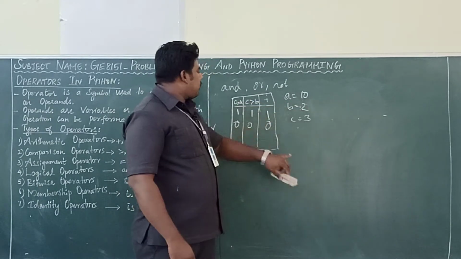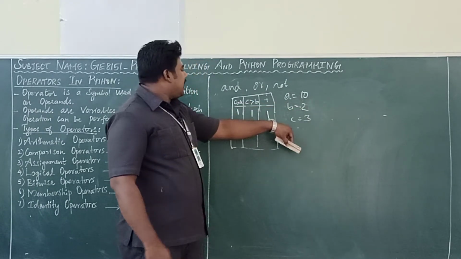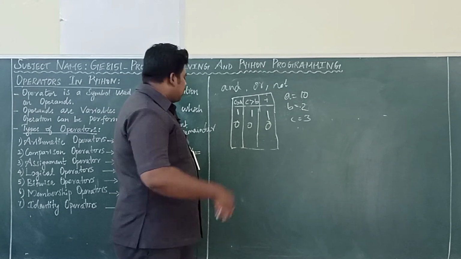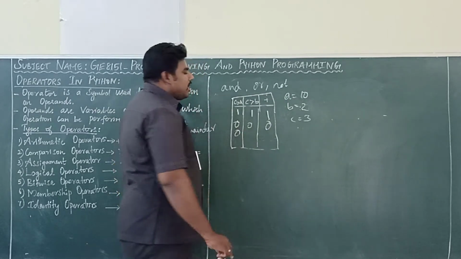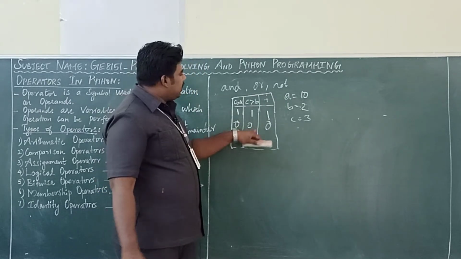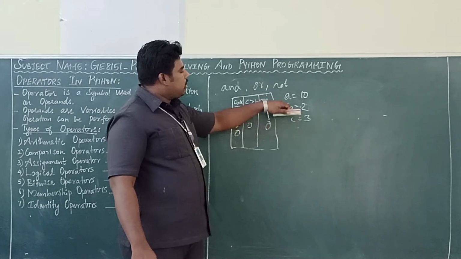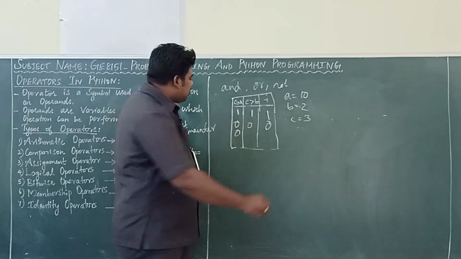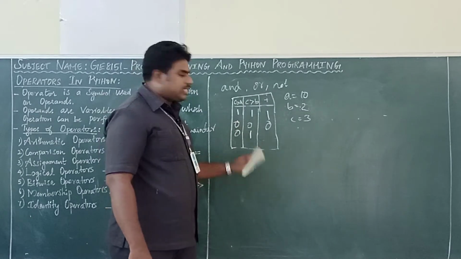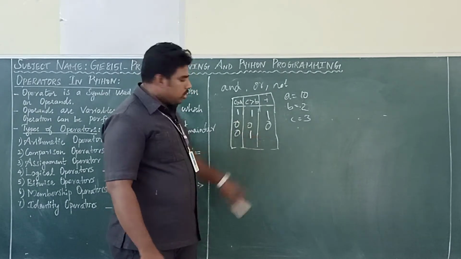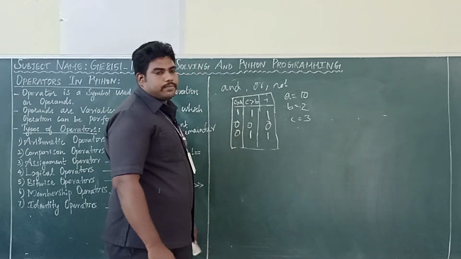Now I changed one input. C greater than A. Condition is false. 3 not greater than 10. Similarly, C greater than B, 3 greater than 2, condition is true. Now what will be the answer? It works like addition. Your answer is 1.